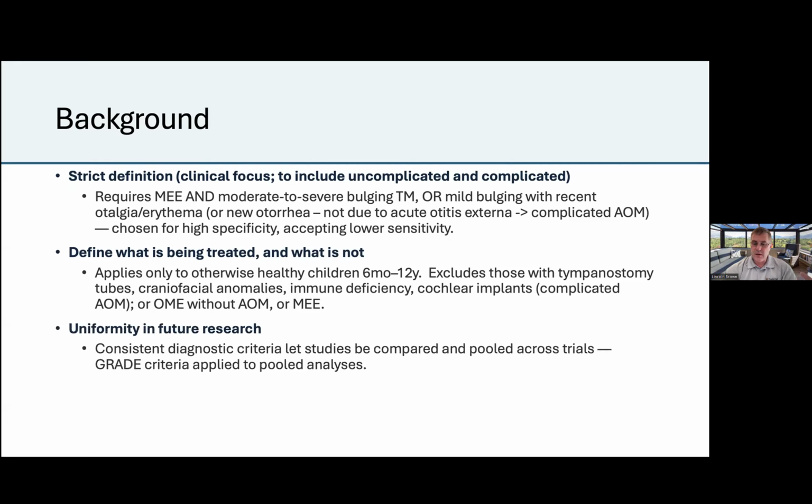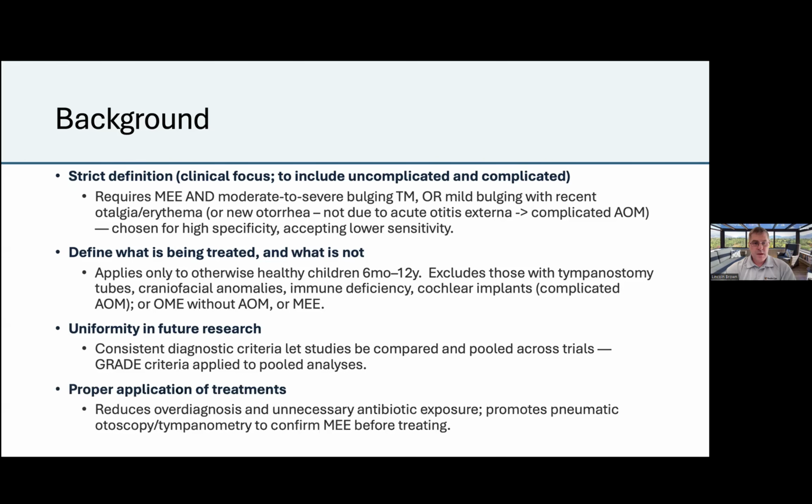It also provided a uniformity to the research. So is this OME or is this acute otitis media? Let's be specific. That way we can take our data, pool the data, get better power on our research, and come up with better treatment options. It also becomes important when we talk about the application of treatment for these patients. As you saw with those 4 cases, we're going to talk about observation of some of these patients, and we need that very strict definition to decide who gets observation and who gets antibiotics.